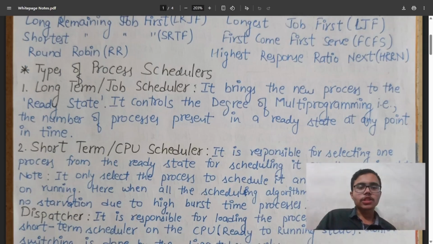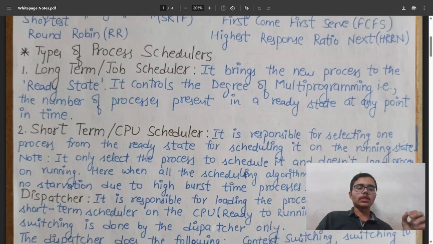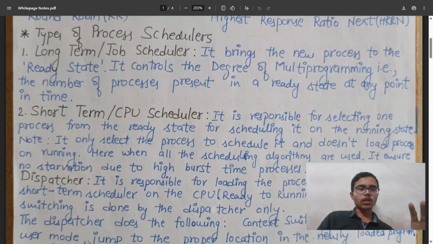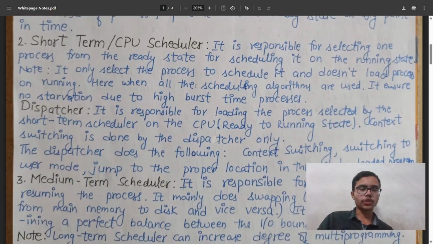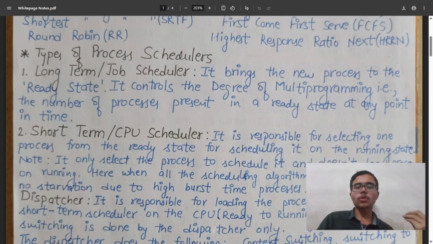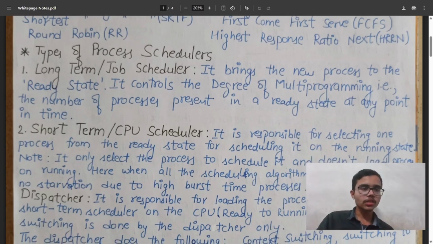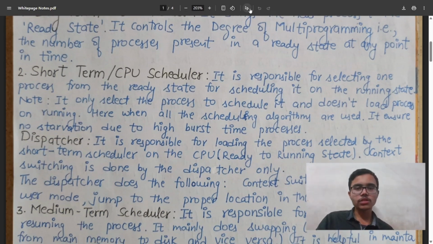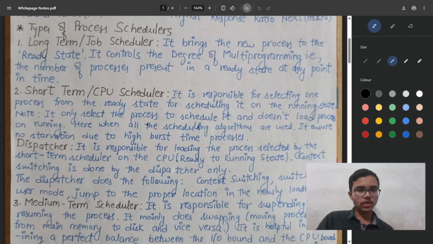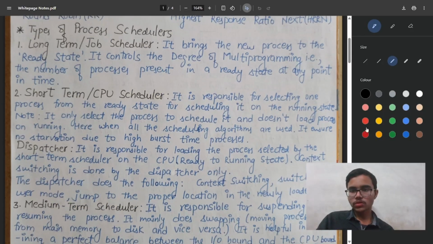Types of process schedulers. These are the points which we are going to discuss: long term scheduler, short term scheduler, and medium term scheduler. From this, MSQ questions are asked. So there are three types of schedulers: long term scheduler, short term scheduler, and dispatcher. I use these colors also.